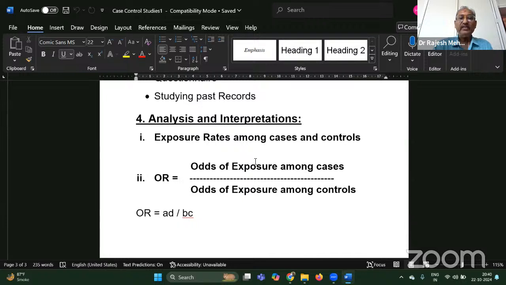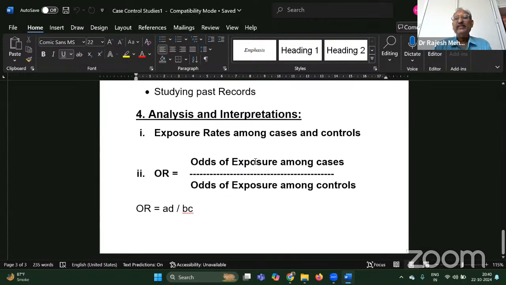So that will give us not exactly relative risk, but suppose this odds ratio is 10 or 15, that means there is a lot of association between this cause and the effect. If the odds ratio is only one, that means both are almost the same, so it is least likely that they are associated. And that's why we are using this odds ratio. Any questions?